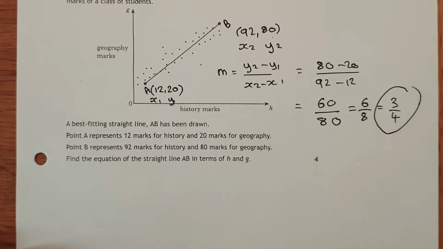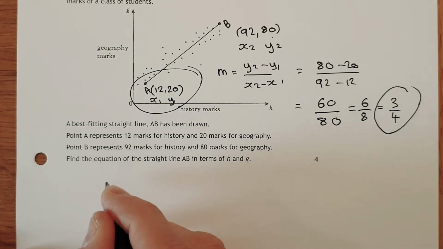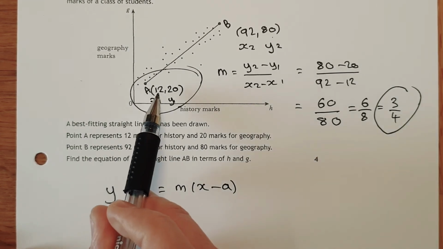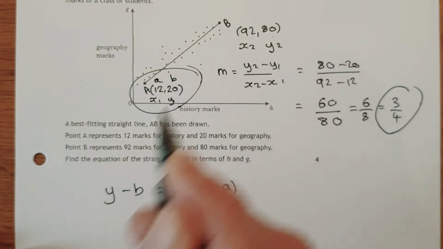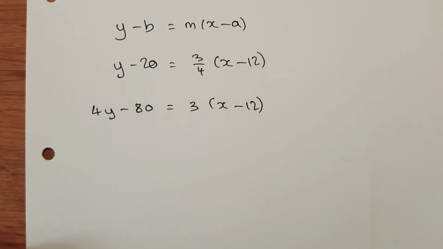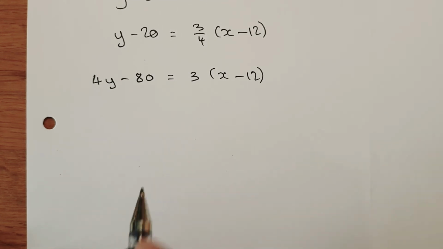So we're going to use this, and we're going to pick one of the points, doesn't matter which one, I'll just go for that one. And we're going to put that into your formula, y minus b equals m(x minus a). So this coordinate 12, 20, I'll call 12 a and 20 b. And that is my value for m there. So it's y minus 20 equals 3 over 4 (x minus 12). Now if we multiply both sides by 4, that gets rid of that fraction, makes things a wee bit easier. So it'll be 4y minus 80 equals 3 and then brackets x minus 12. I'm then going to multiply the bracket.